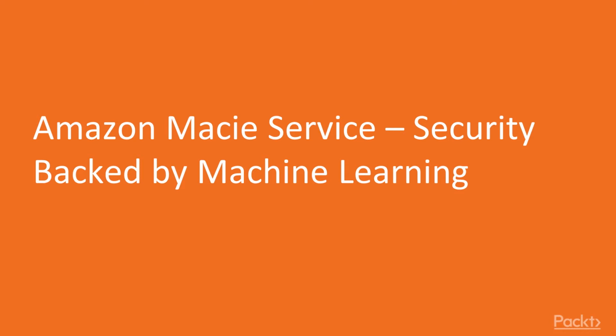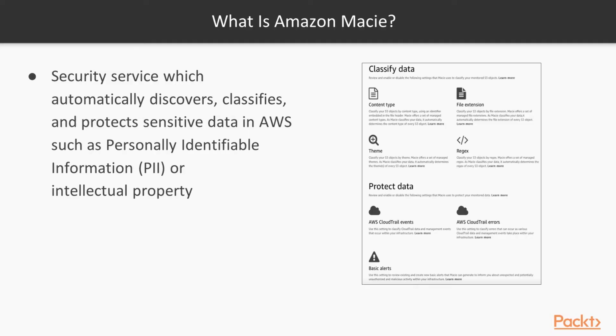Backed by Machine Learning. So what Macie gives you is it allows you to make your AWS architectures more secure using machine learning to classify and make recommendations on the data within your architecture. So what is Amazon Macie?